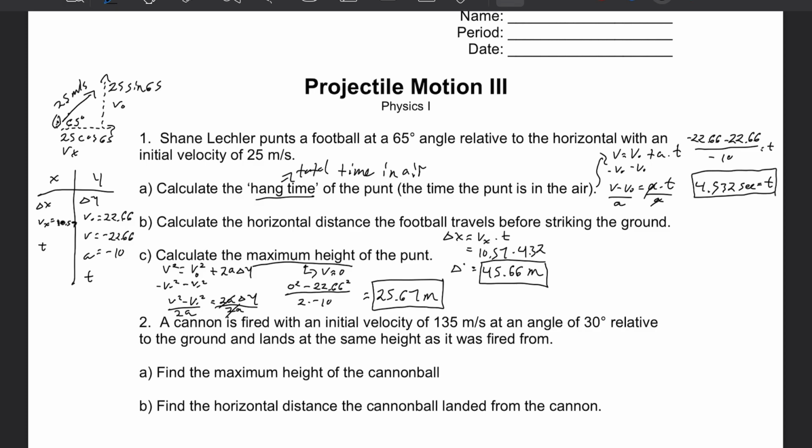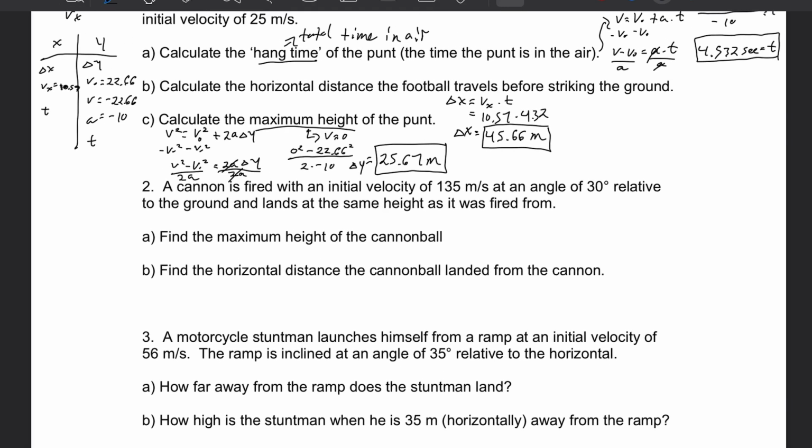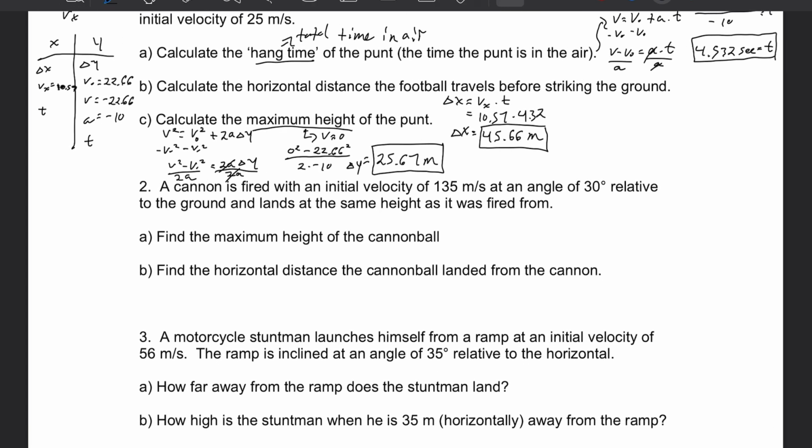Okay, new question, number 2. A cannon is fired with an initial velocity of 135 meters per second at an angle of 30 degrees relative to the ground and lands at the same height as it was fired from. So we're going to be shooting it off up and to the right at 135 meters per second. The angle is 30 degrees as compared to the horizontal or the ground.